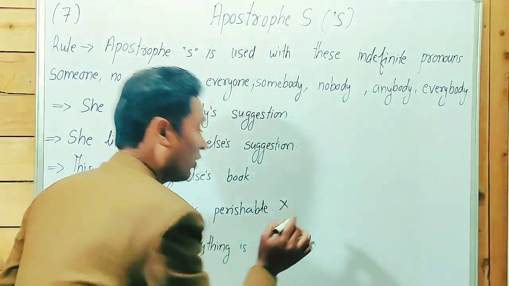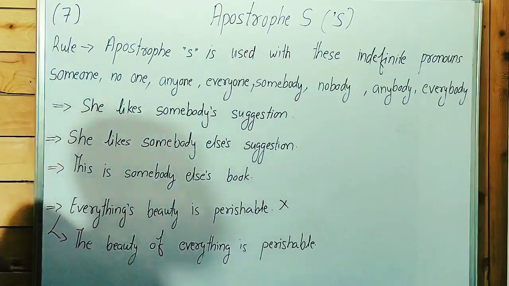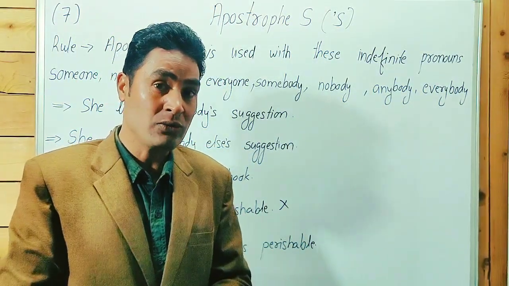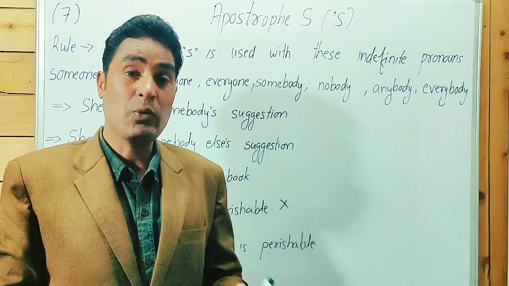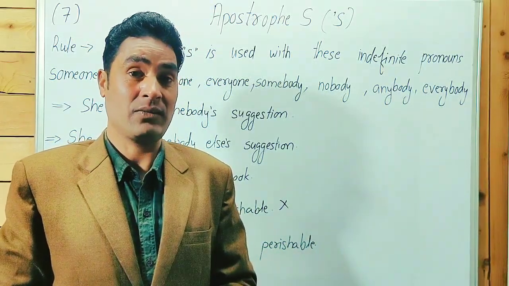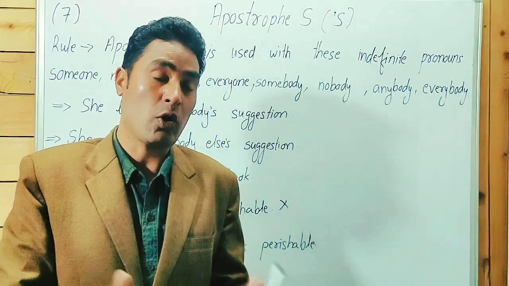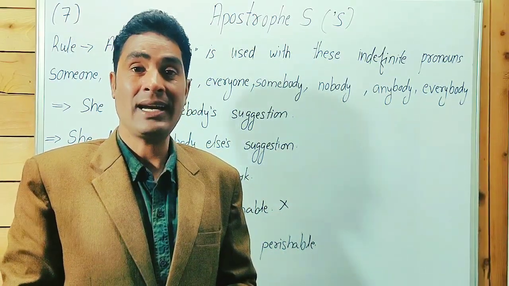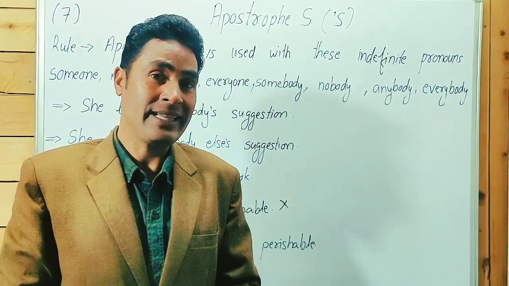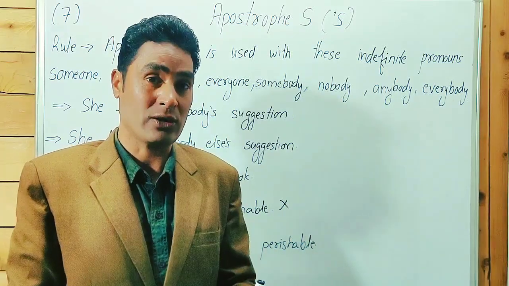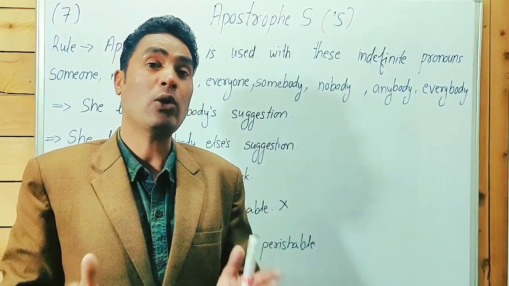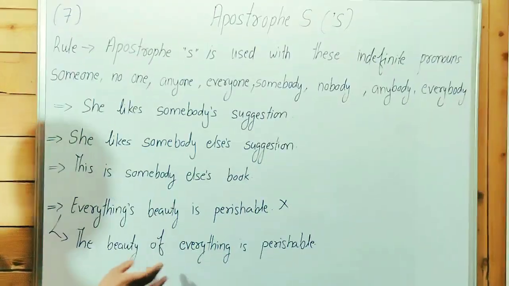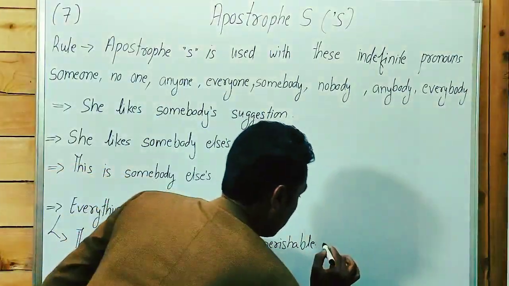This is an incorrect sentence. Why? There are 4 pronouns. Guys, point to be noted, there are 4 indefinite pronouns with which we can't use the apostrophe s system. We have to use the of system, not apostrophe s. Something, nothing, everything, and anything. With these words, indefinite pronouns, we don't use apostrophe s. We use the of system. The beauty of everything is perishable.